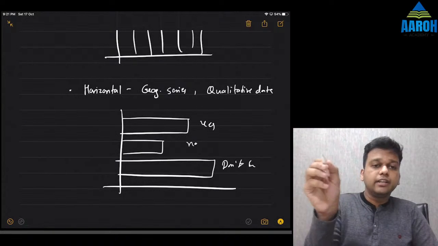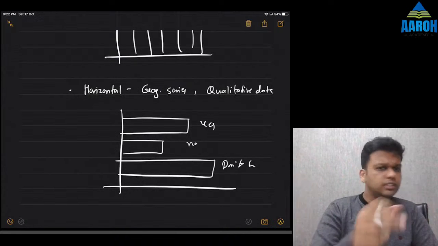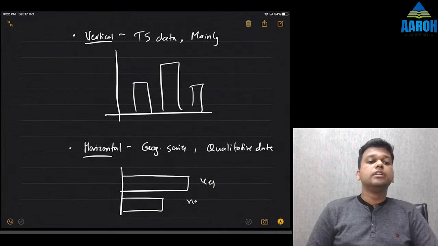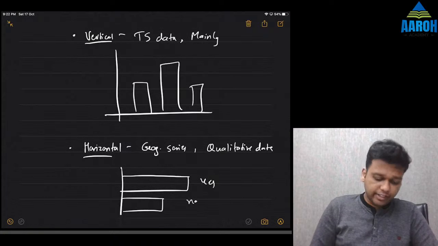How many students are wearing which color t-shirt? Blue t-shirt, how many students? Green t-shirt, how many students? For that we can use horizontal bar diagram. All this is very important from theory point of view. Horizontal bar diagram, either geographical series or qualitative data.